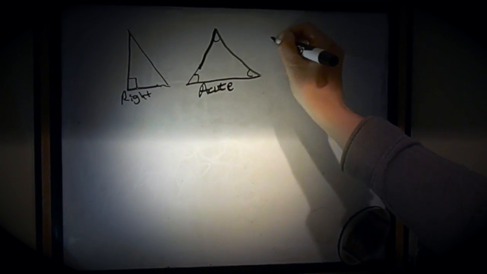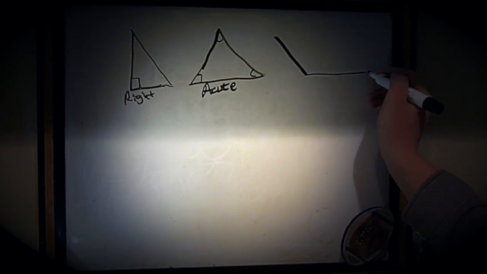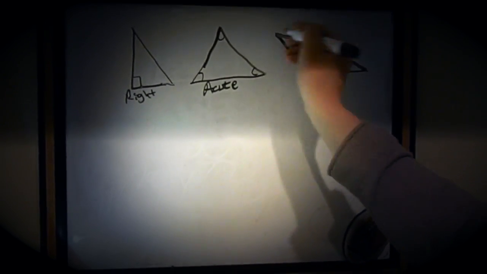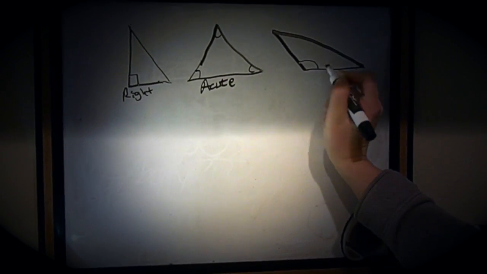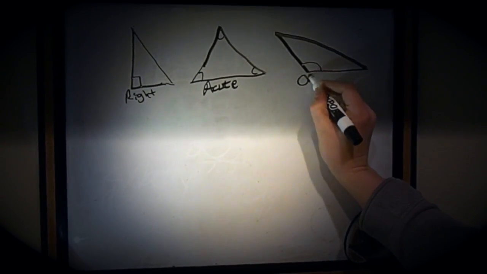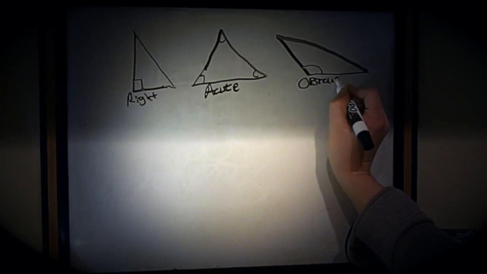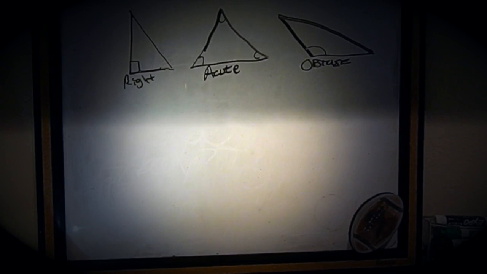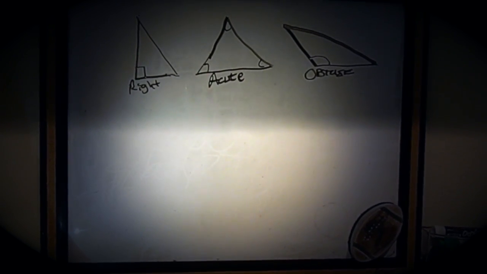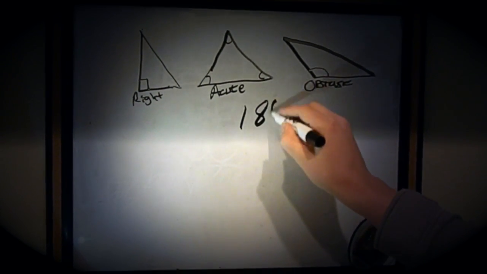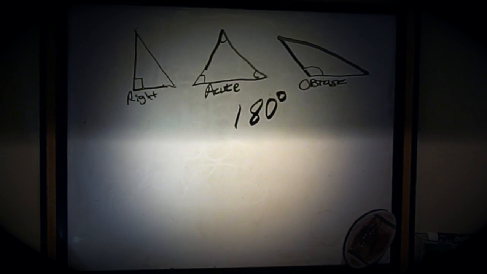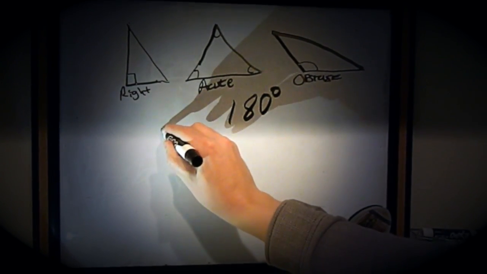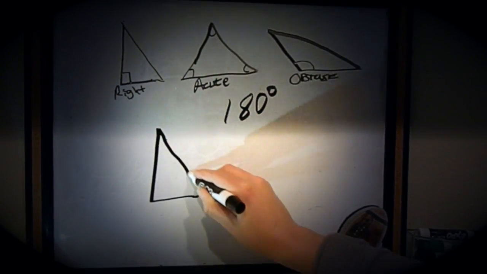And then finally we have obtuse triangles. Obtuse triangles only have one obtuse angle. But the thing about triangles is no matter what kind of triangle it is, they always add up to 180 degrees.